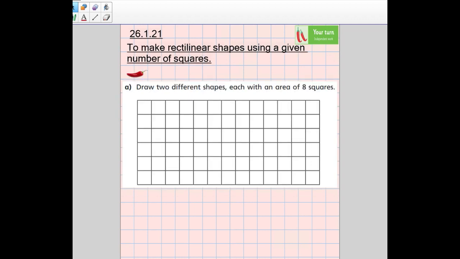This question is suitable for chili 1. It says draw 2 different shapes, each with an area of 8 squares. Pause the video and have a go now.